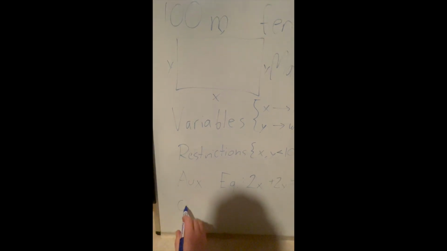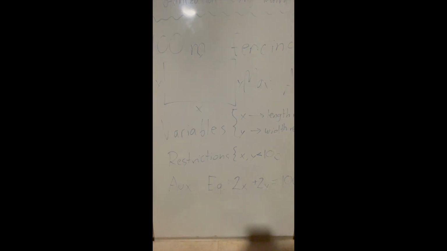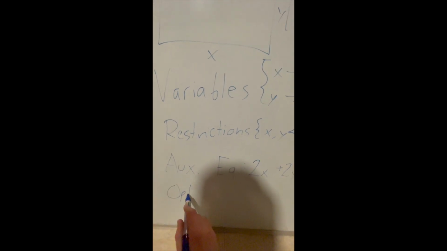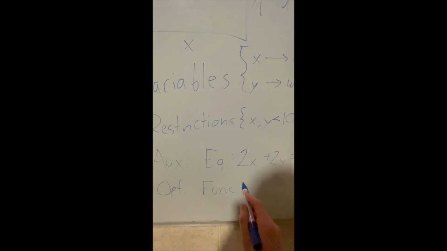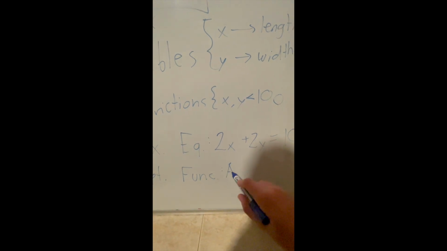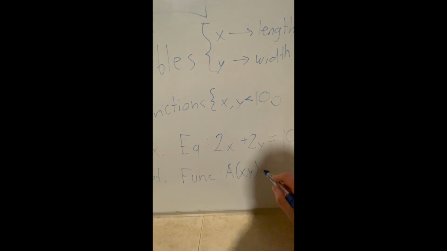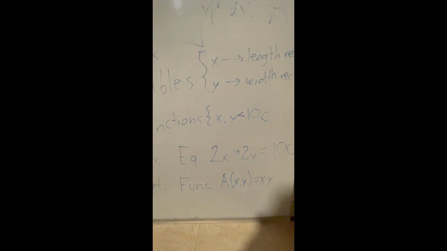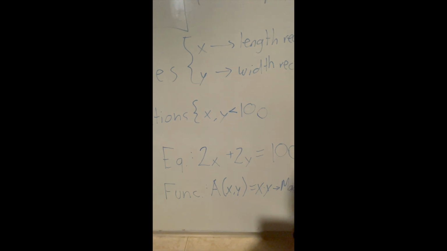And now let's write our optimization function. Finally, we're left with our optimization function. This is the area we want to find that has to be maximized. Well, our optimization function is going to be our area, let's call it A, based on our x and y, both of our variables. And this is going to be x times y, of course, that is how we find our area, and we want this to be maximized. We want this to the max.